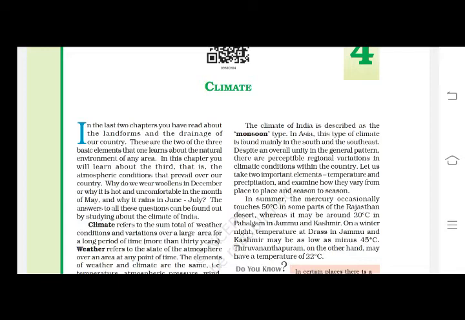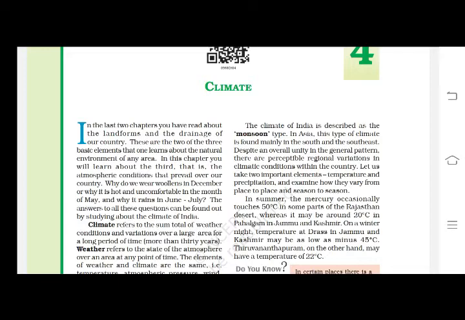There are two important elements, that is temperature and precipitation. In summer the mercury occasionally touches 50 degrees Celsius in some parts of the Rajasthan desert, whereas it may be around 20 degrees in Pahalgam in Jammu and Kashmir. Obviously the temperature varies from place to place.